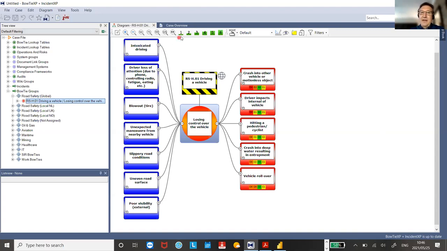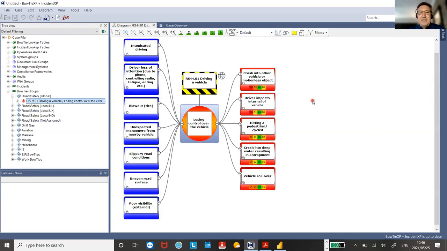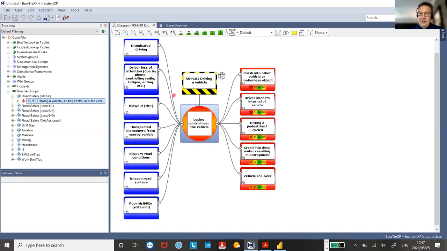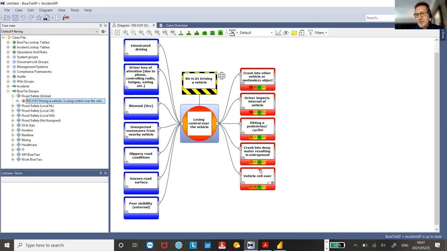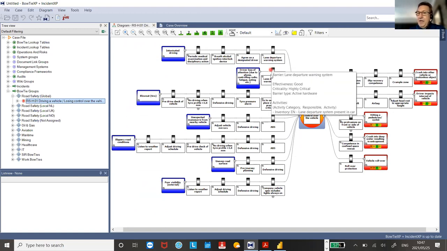Now, if you're looking at a bow tie analysis, if you don't know what it is, please go and get for yourself ISO 31010. The bow tie analysis is described there. Now, this is a simple process of losing control over a vehicle. If you understand this, you will see that this is my risk, these are my causes, and these are my consequences. Now, you need to actually build controls into your causes and your consequences. Look at that. Now I can see I've got four controls here. I've got one control there.